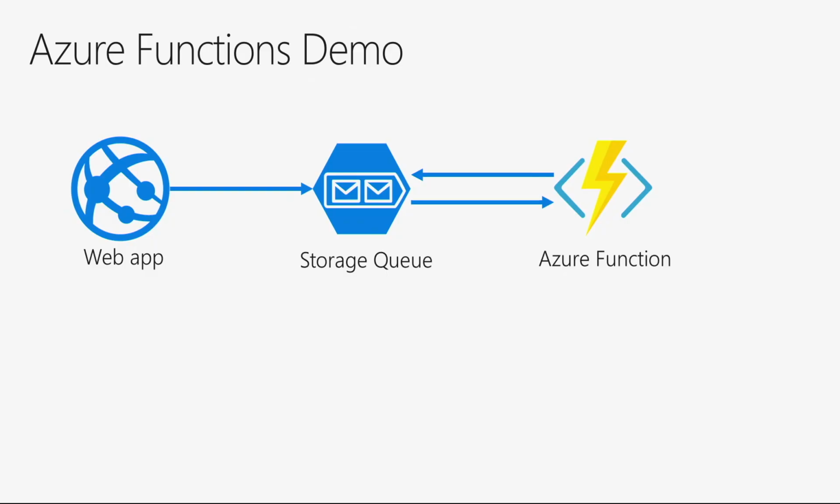Okay. So now let's move to a very simple little demo. We have a very simple web application, and it's going to send a message to a storage queue. And we are going to have a function that's listening to that queue for any change, or if a message is being written to it. That will trigger the function, and it will run, and it will output something. Okay, sounds good. All right. Let's get into the demo.